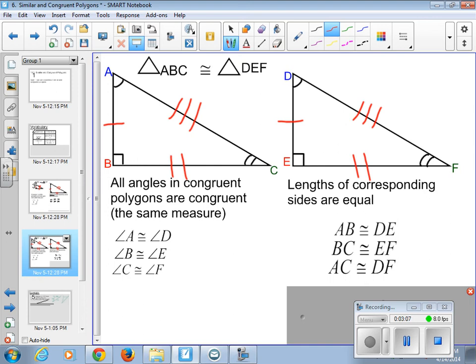We notice that AB are the first two here, DE are the first two here. That tells us that those sides, AB and DE, are congruent. BC, second and third, EF, second and third, those sides are congruent. And then finally, we have AC, first and third, DF, first and third. Those are congruent. Order is important.